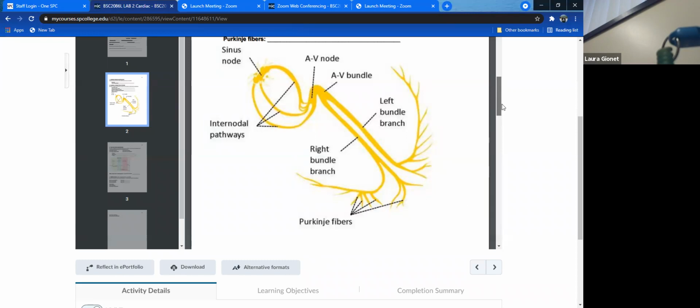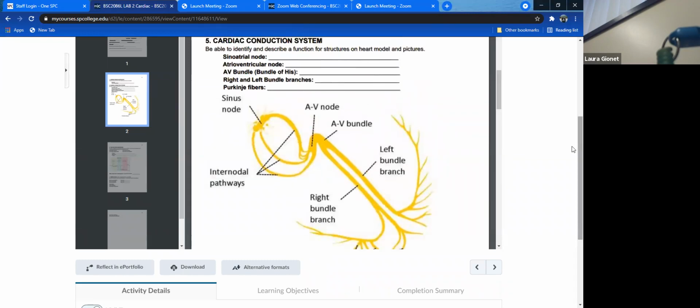So we're going to identify some of these on the models. Some of them are easy to see, some not so much. As far as functions, I think the only function I really ask you is the SA node. Just know that that's the pacemaker of the heart.